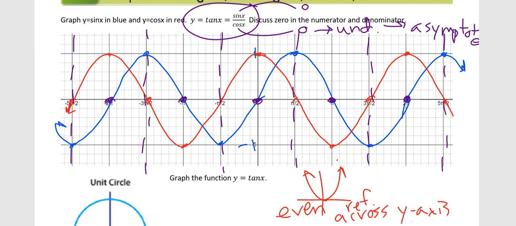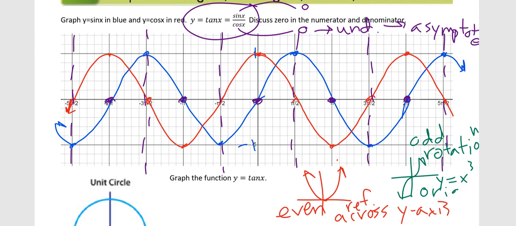And then there was the odd. You know, we had y equals x cubed as an example of one of those. And that was odd because it had rotation symmetry around the origin, right? Everything was spinning. You could spin it 180 degrees around the origin and it would land on top of itself. Okay?